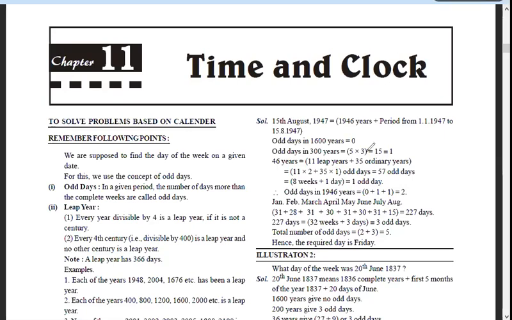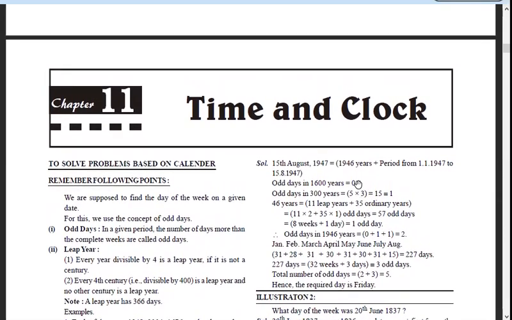Okay. Now let's see one more problem. Last problem of today's class. So what day of the week was 20th June 1837? 20th June 1837. Everyone, please try and let me know. Okay, Ananya, let's see. Everyone, please try. This will be the last question.